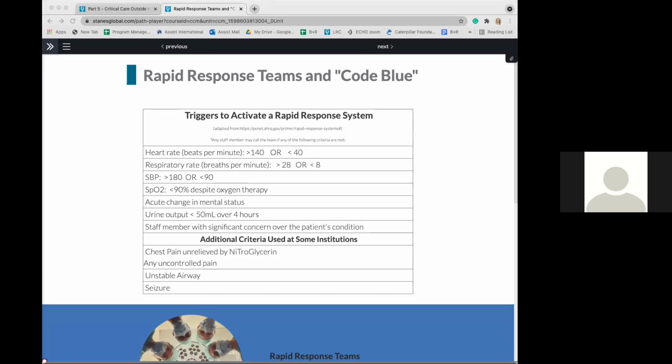SpO2 of less than 90, I think Dr. Piri just defined what normal SpO2 is and what appropriate actions to take.